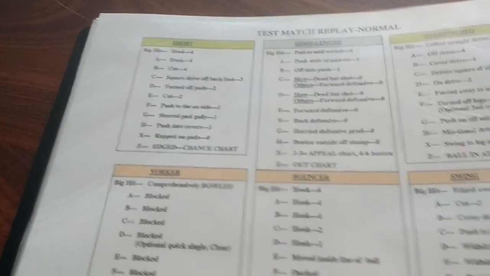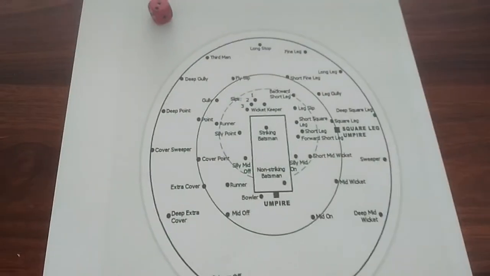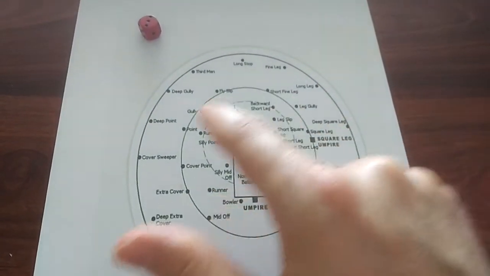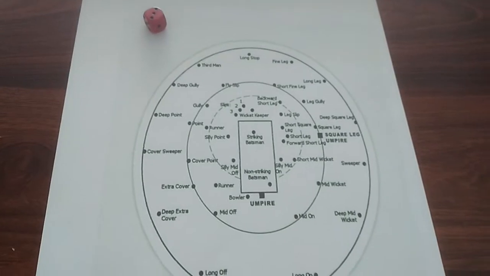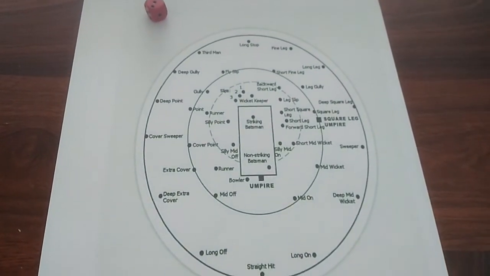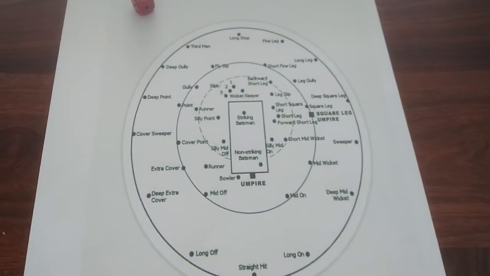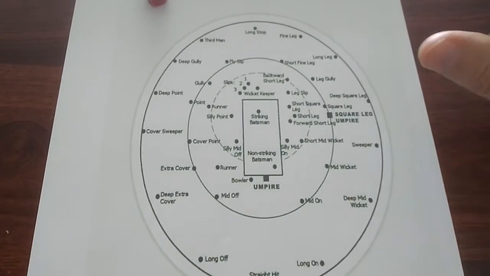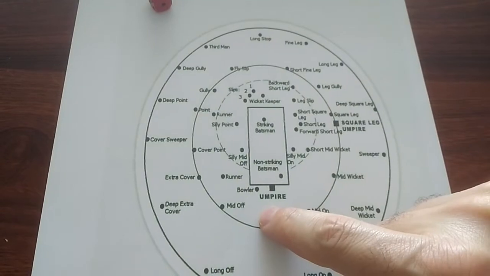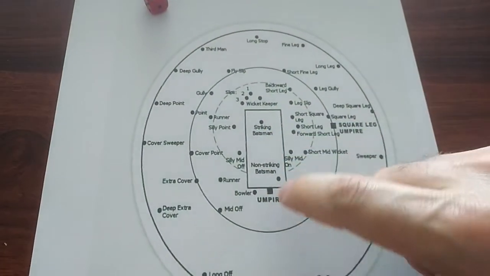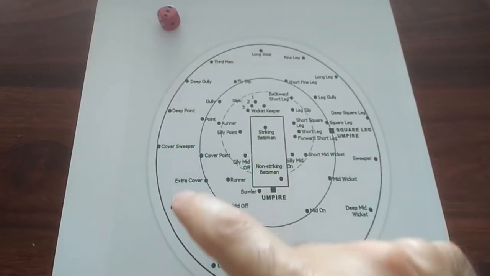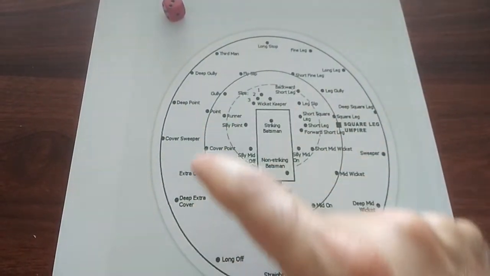Okay, so this right here is the field, and it's got a list of all the different fielding positions that a fielder could stand in the game of cricket. There are 11 players on a team, so you obviously have one bowler and one wicketkeeper who are always going to be there. So you have 9 other players that can fill any of these positions.